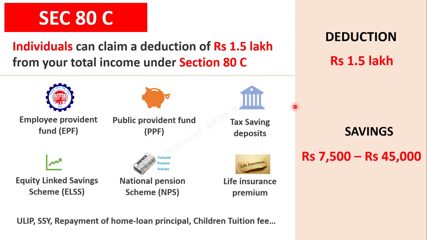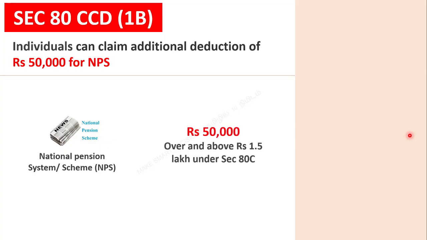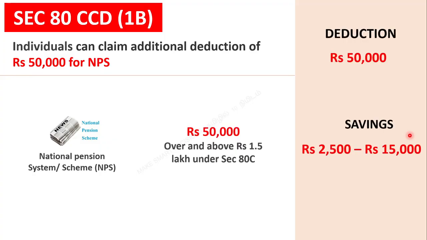So as I said earlier, the deduction is 1.5 lakhs, but what is the tax savings? If you are in the tax bracket of 5%, you can save 5% of this 1.5 lakhs, which is around 7,500. Let's say your net taxable income is around 15 lakh. In this situation, if you save 1.5 lakhs, you will be able to save 30% of 1.5 lakhs, which is 45,000. On top of 80C, we have section 80CCD, where you can claim a deduction of 50,000 over and above the 1.5 lakhs if you invest in National Pension Scheme only. Here you can claim a tax savings of up to 15,000 if you are in the 30% income tax slab.